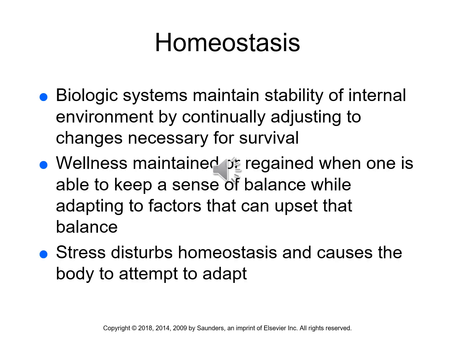Okay, homeostasis. Your book defines homeostasis as a tendency of biologic systems to maintain a stable internal environment by continually adjusting to changes needed for survival. So homeostasis is basically the body's ability to maintain stability. How does it do that? The body is constantly making changes to adapt. For example, if an infection is introduced into the body, it adapts by increasing the body's temperature and trying to fight off that infection. So the body maintains health and wellness, or regains health, by adapting to stressors in the environment. If the body is able to adapt, then wellness is achieved. However, if the body tried to adapt and was not able to adapt and illness resulted, then that's called maladaptation.